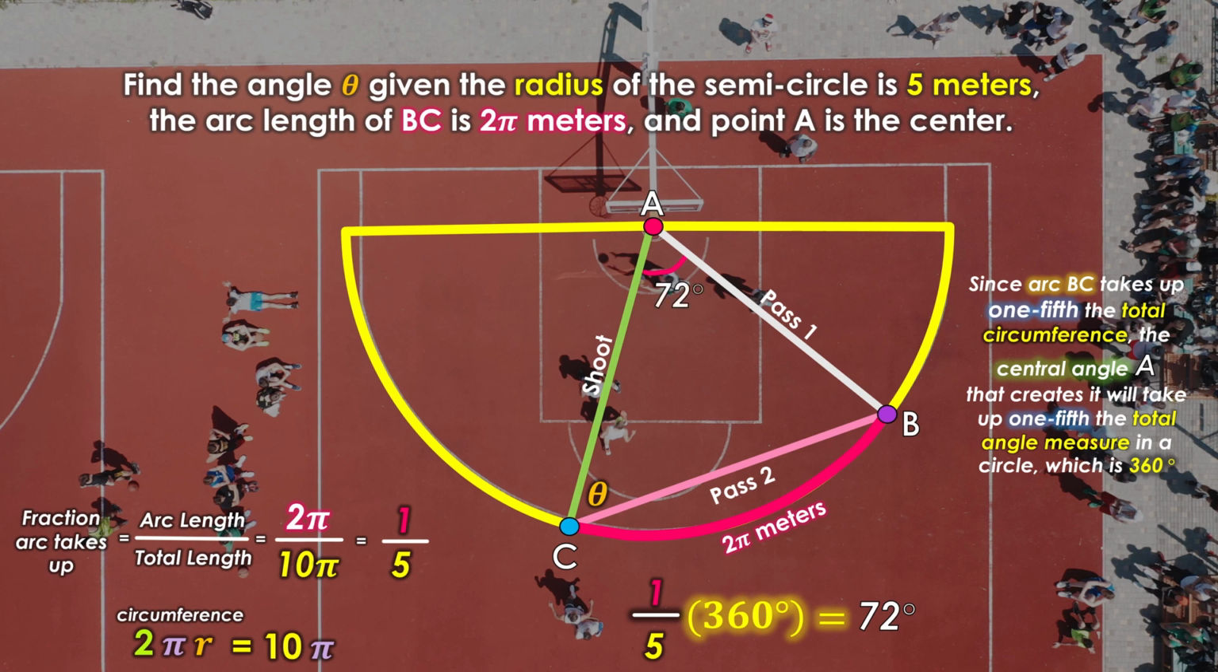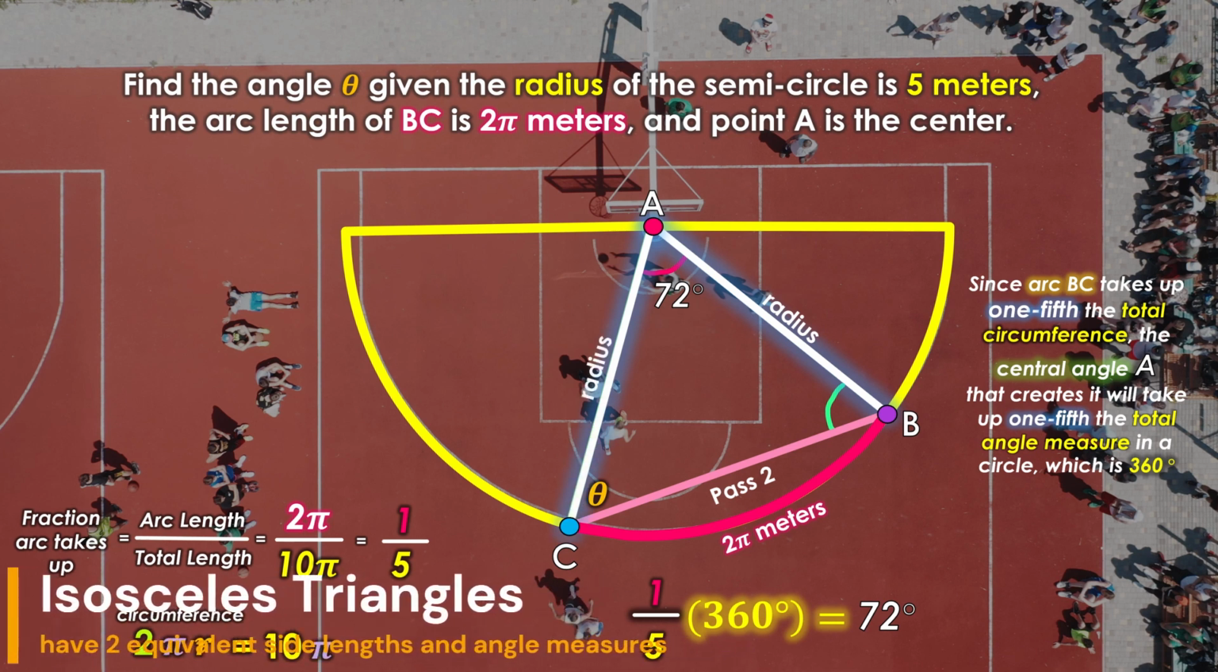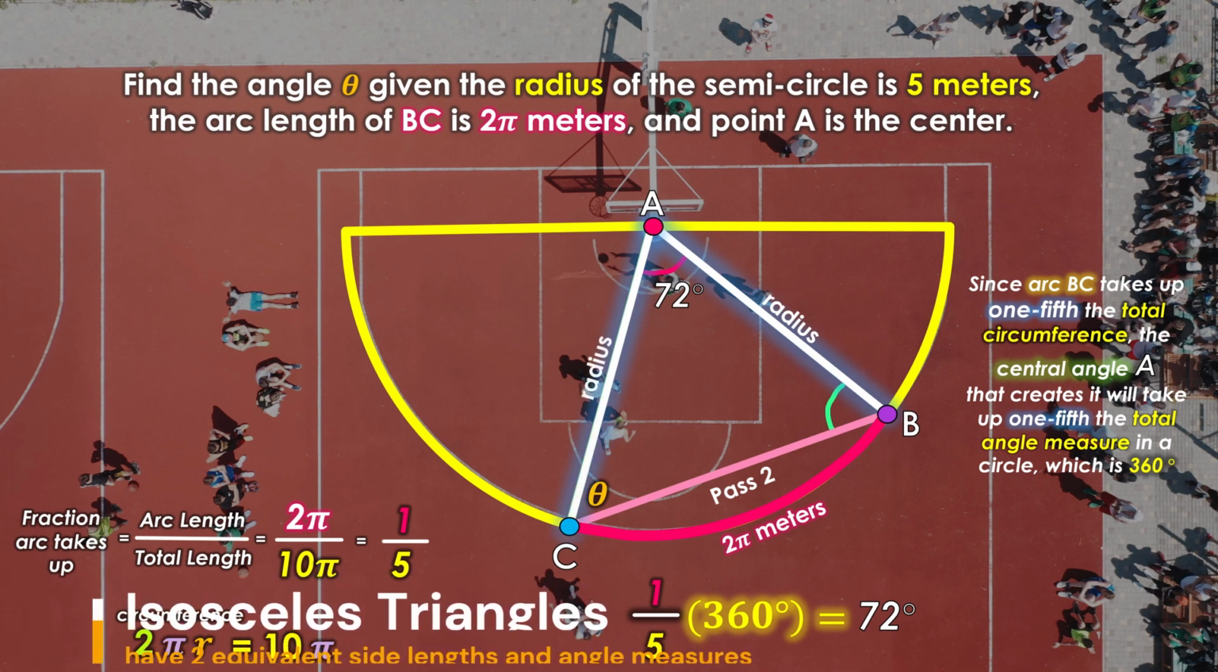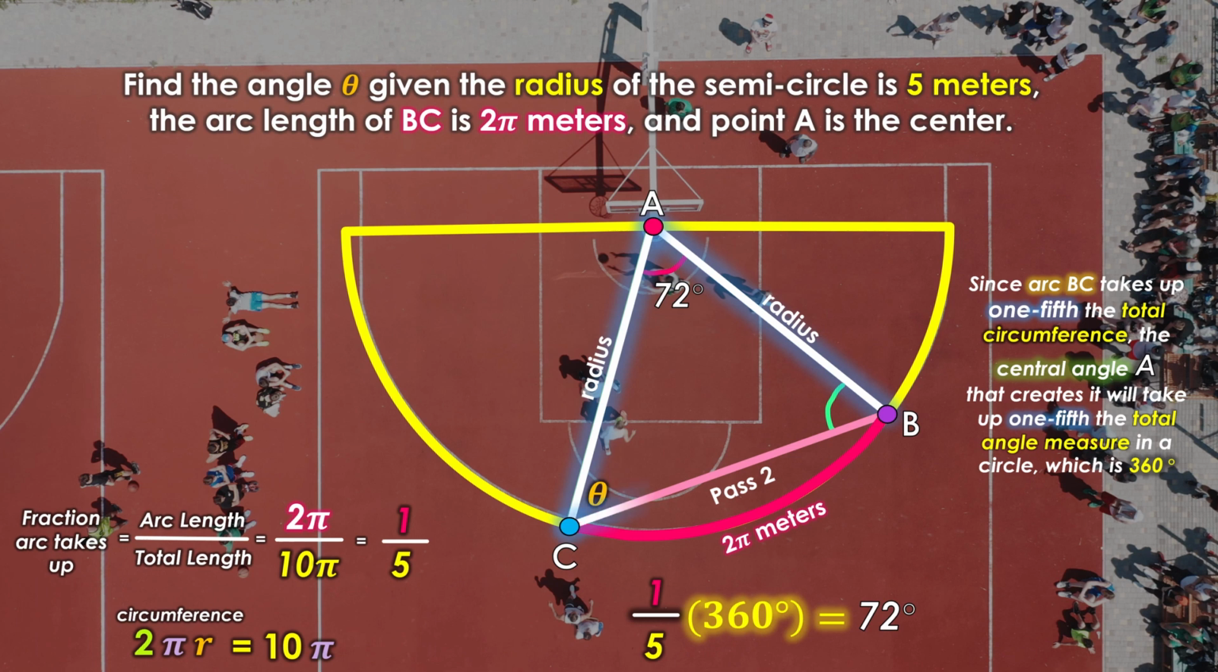But we don't know what this angle is. So how will we be able to solve for theta? Well, what we do know is that A is the center of the circle, which means line segment AB is a radius of the circle. And so is line segment AC, which means they have to be the same length. So this triangle is actually an isosceles triangle, which means these two angles will be the same. So we can fill in this missing angle as theta as well.